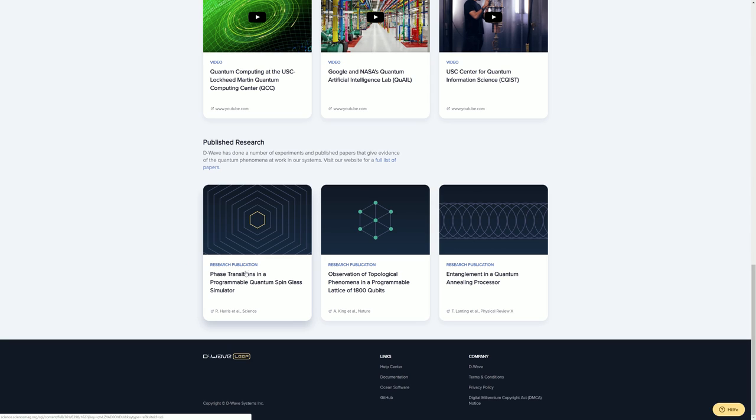Fast transitions in a programmable quantum spin glass simulator. Oh my gosh. Observation research publication. Observation of topological phenomena in a programmable lattice of 1800 qubits.